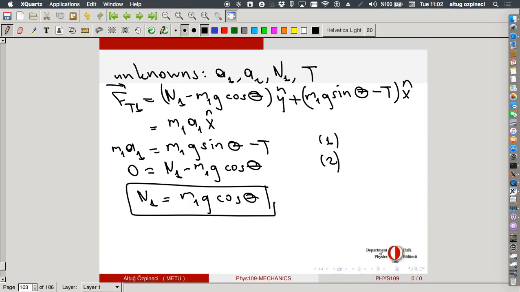We already know one of them. So there are 3 unknowns left, and we need 3 equations for these 3 unknowns. Equation 2 we had already solved, so we have 1 equation. We still need to find 2 more equations.